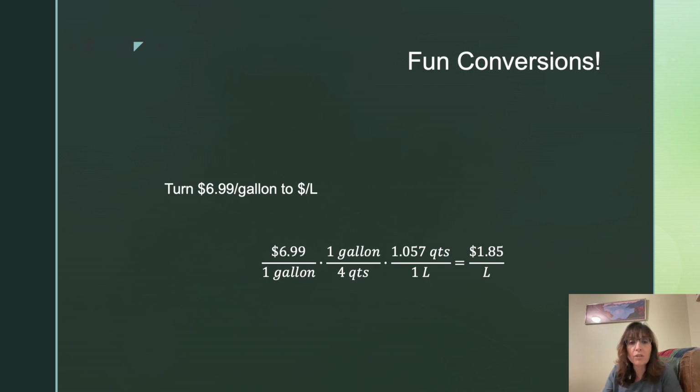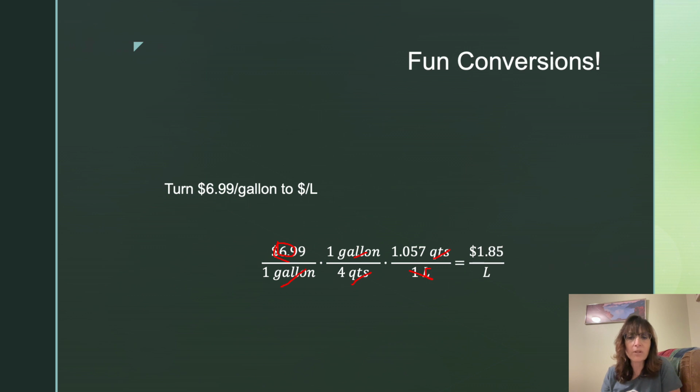So all I need to change here is gallons into liters. So we're going to do 1 gallon is 4 quarts, quarts into liters, and that gives me dollars per liter. So take a look. Gallons cross off, quarts cross off, and what's left? Dollars and liters. And you've got your answer. Now why $1.85? Because again, $6.99 is 3 sig figs, so your answer will have 3 sig figs.